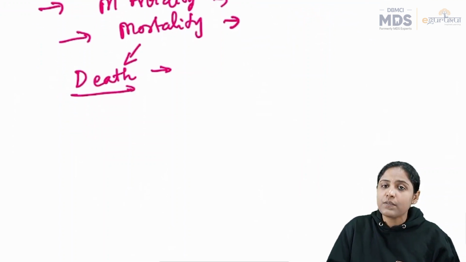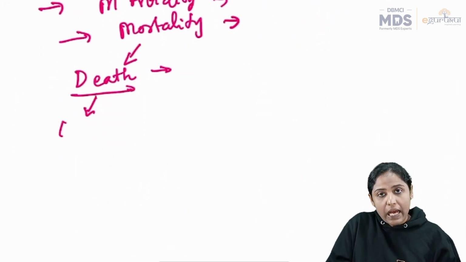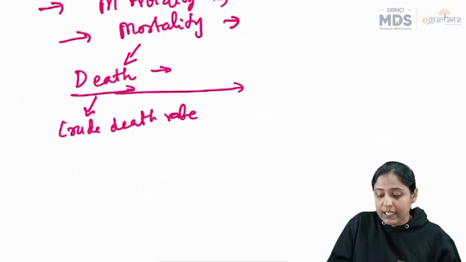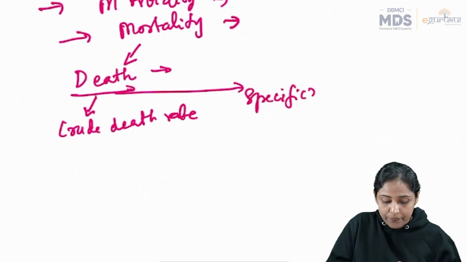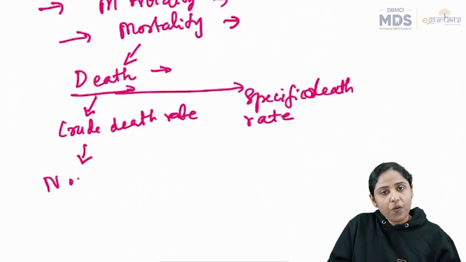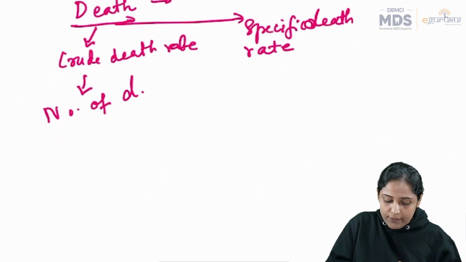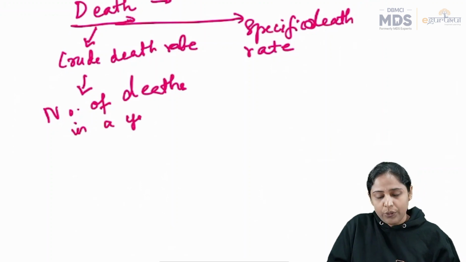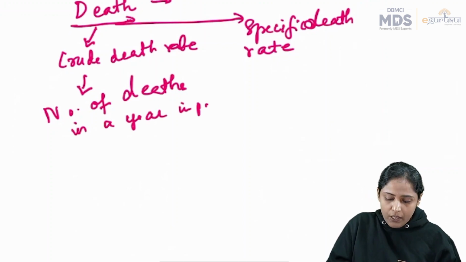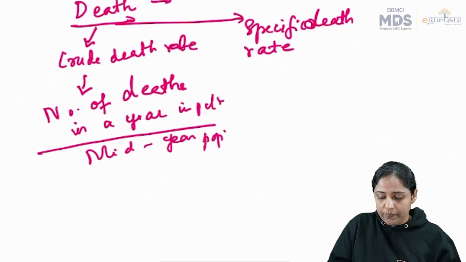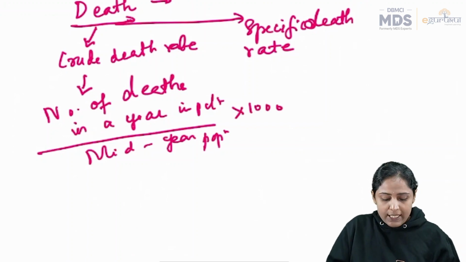So, what are the various measures of mortality? You can have a crude death rate, then you can have a specific death rate. These are all measurements of mortality. What is crude death rate? Number of deaths during the year in a population by the mid-year population, into 1000. So that is crude death rate.